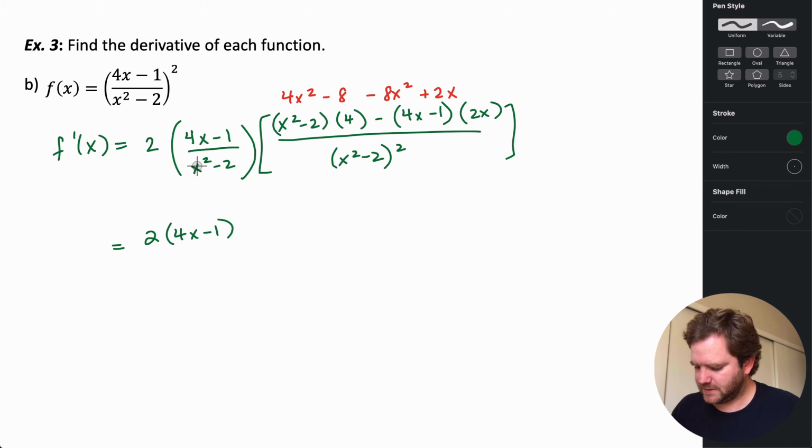If you notice this piece here, the x squared minus 2 and this x squared minus 2, they're going to be multiplying.